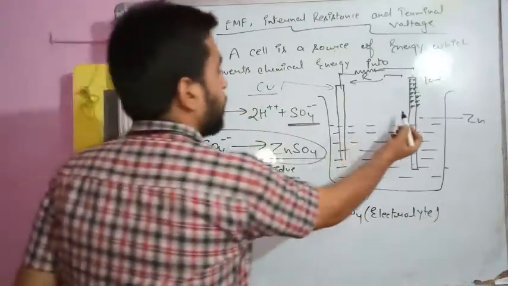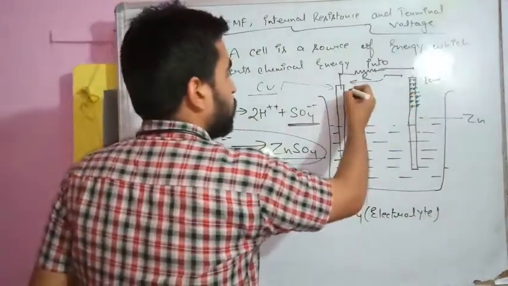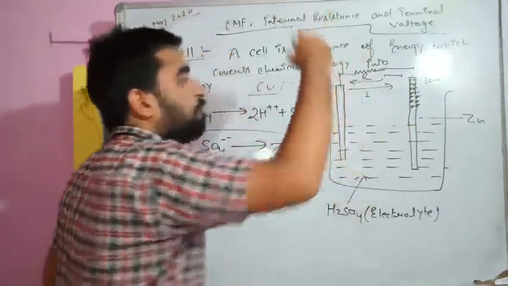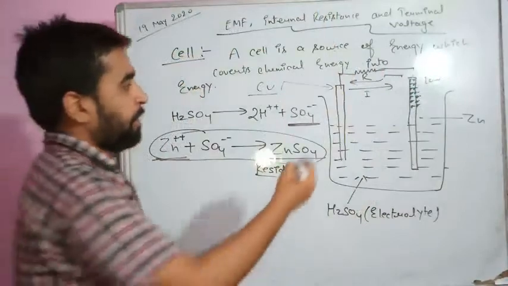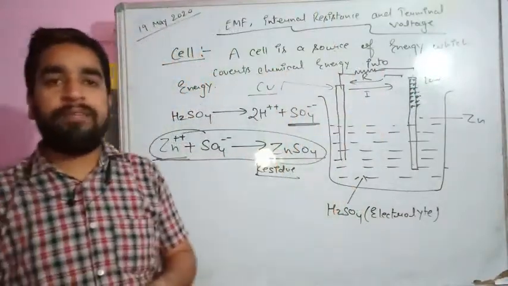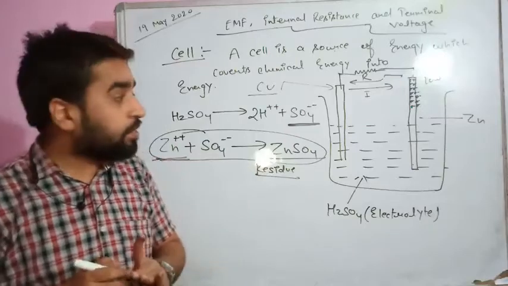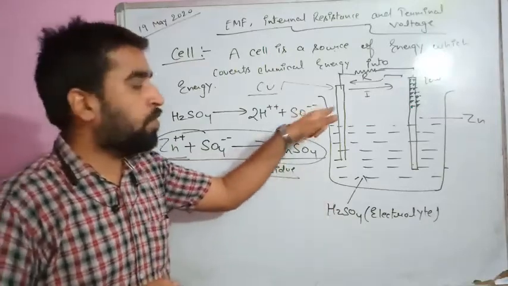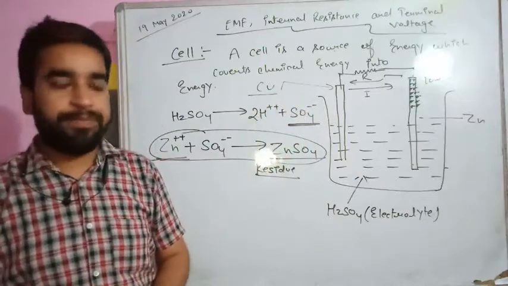So electrons are transferred from here to here. So current will be transferred from this end to this end. So this is the direction of current. And this is how we have done a wonderful job, that we have introduced the current. So this is how the chemical energy inside a cell is converted into electric energy.